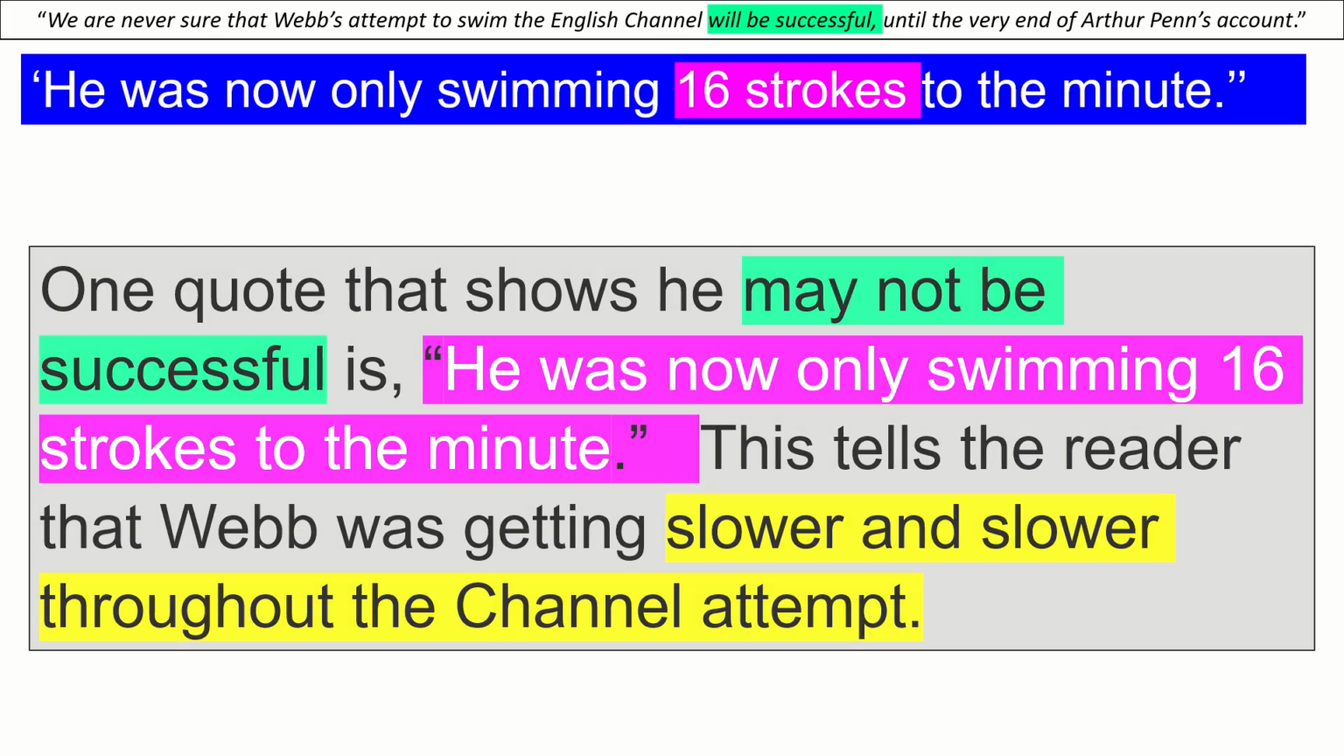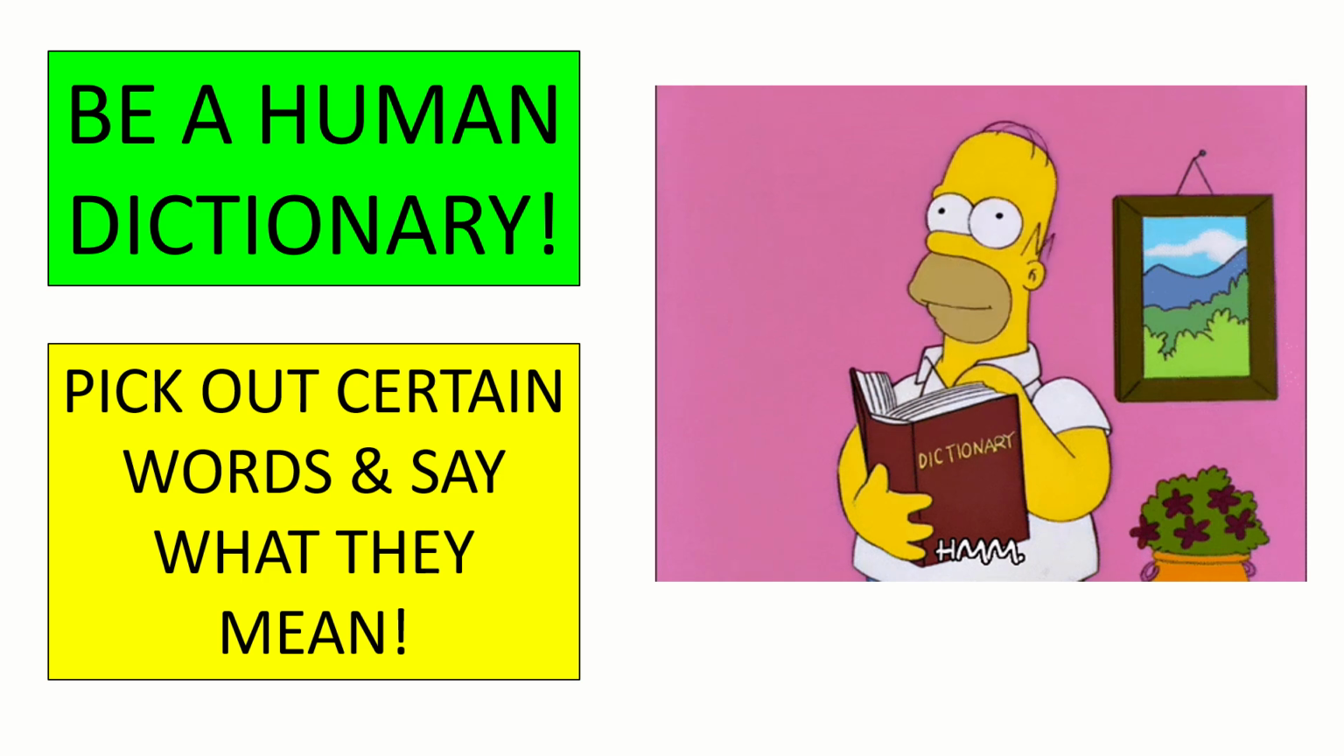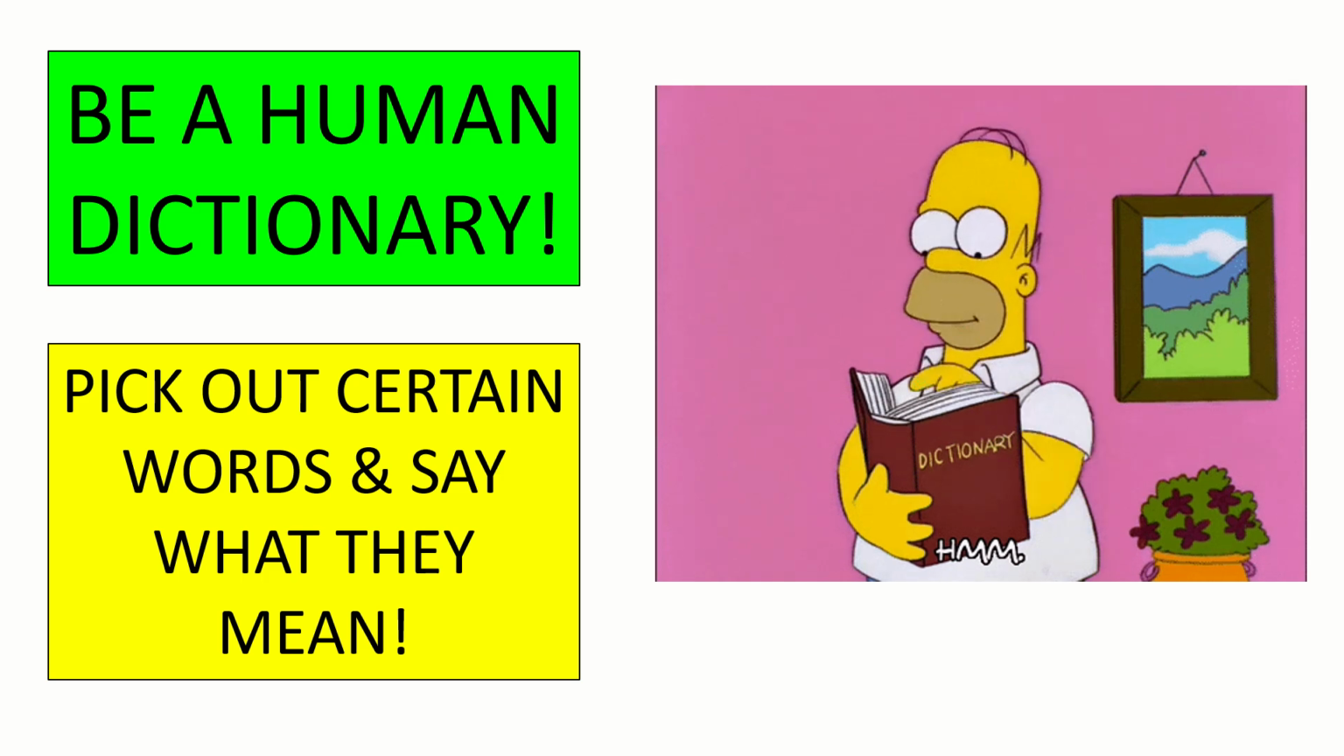So that is an easy one where you can just say, it shows he may be unsuccessful with he was now only swimming 16 strokes to the minute. This tells the reader that Webb was getting slower and slower throughout the channel, maybe even slow enough that he might come to a complete stop. Again, pick out a quote and talk about what it means.